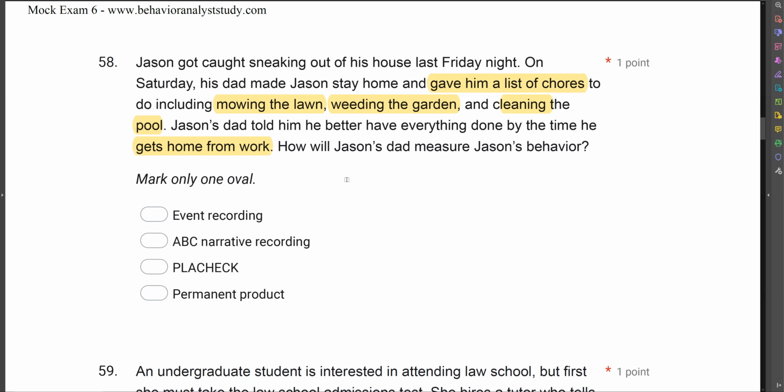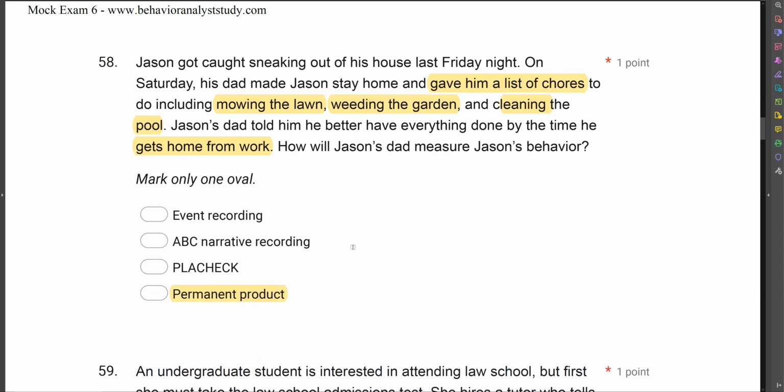C, PLACHECK. Planned activity check has nothing to do with this. 1, PLACHECK is a group measurement. 2, it's momentary time sampling. 3, Jason's dad, again, is not there. So the only one that's going to work is going to be D, permanent product.